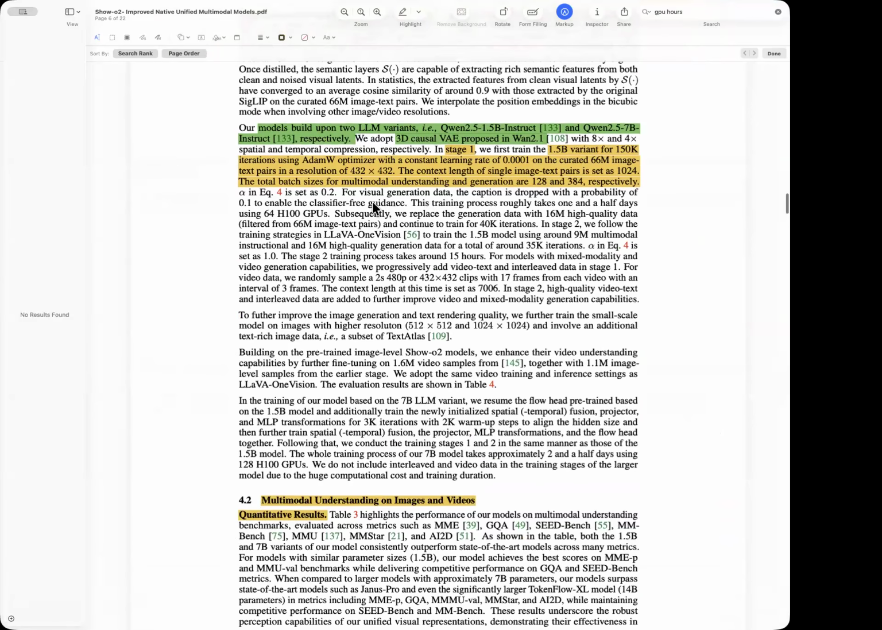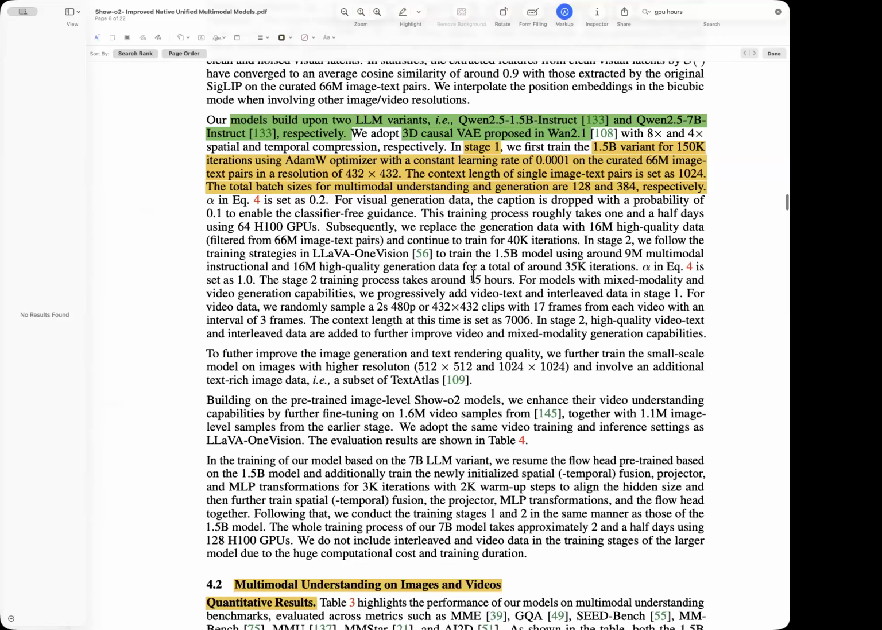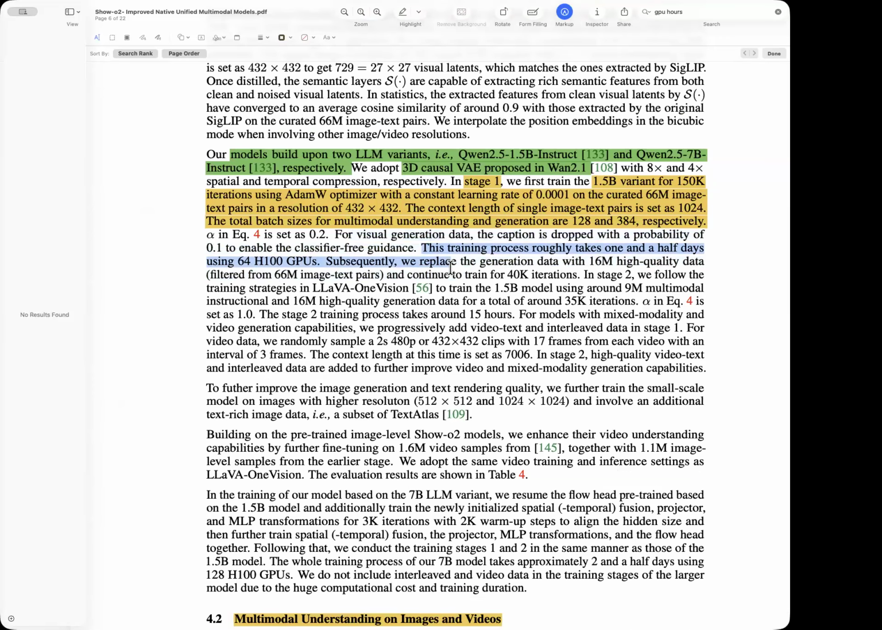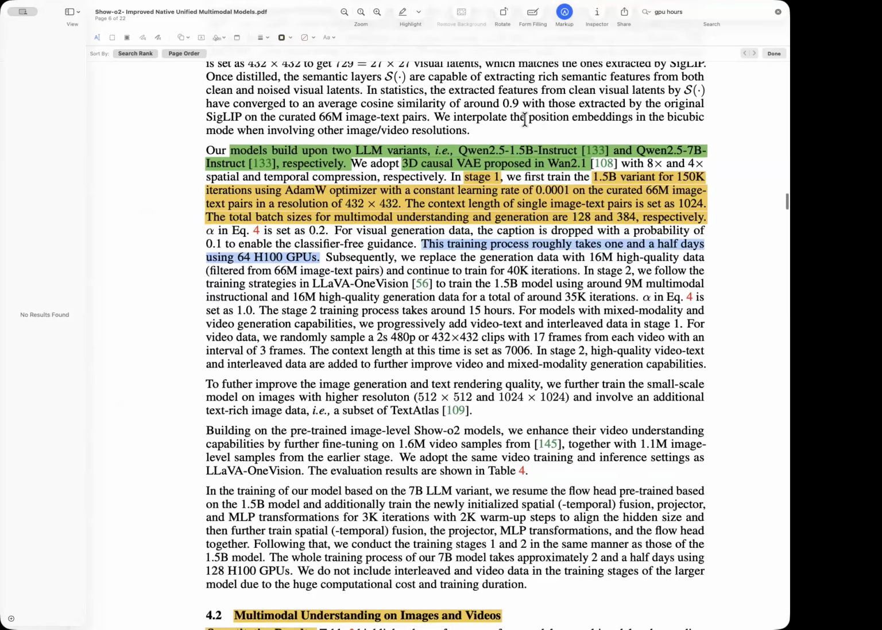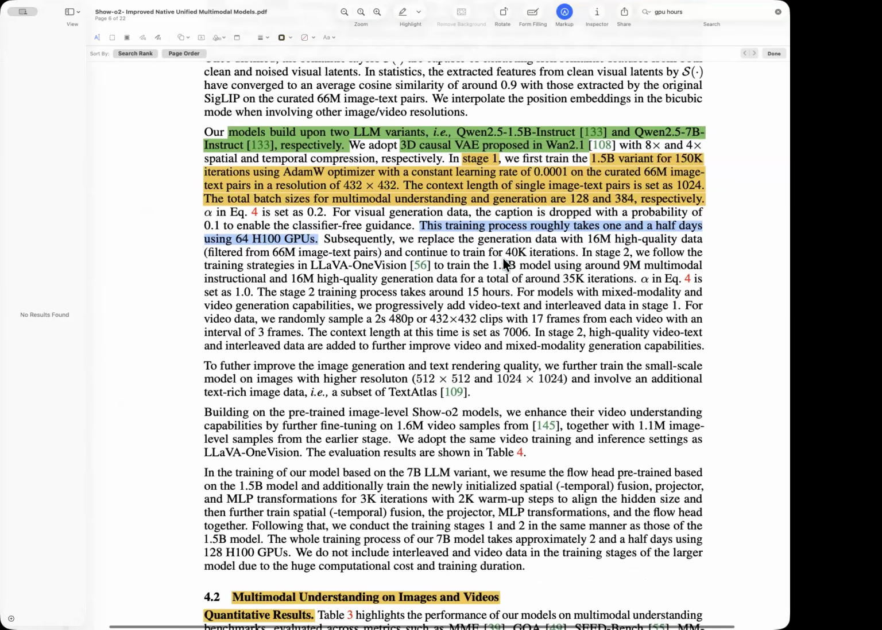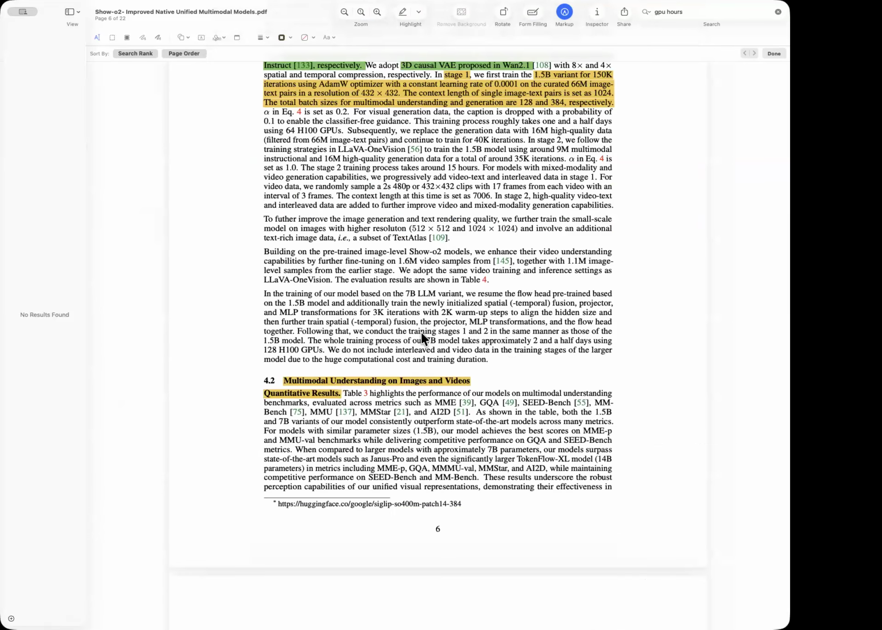I think this training process roughly takes 1.5 days using 64 H100s. So not much. I don't know if this is talking about the whole thing or that half, but the scale of training is not that high. Okay, more comments, thoughts, concerns?